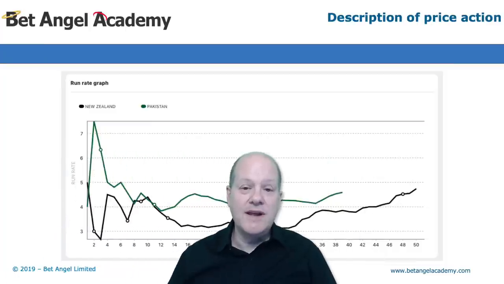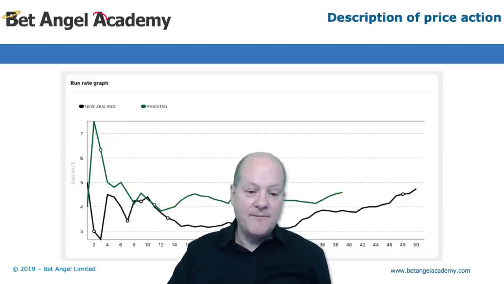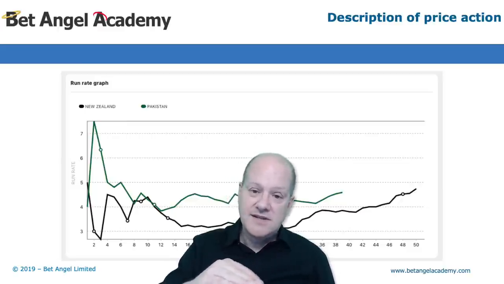Now, the great thing about cricket is there are an awful lot of sites that have great data on it. So this is the run rate from this particular match. Running from left to right from 0 to 50 overs, you can see how the match progressed. You can see New Zealand got off to a shaky start, their run rate declined, and then it started to pick up.